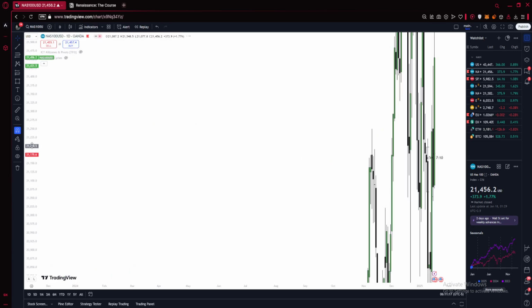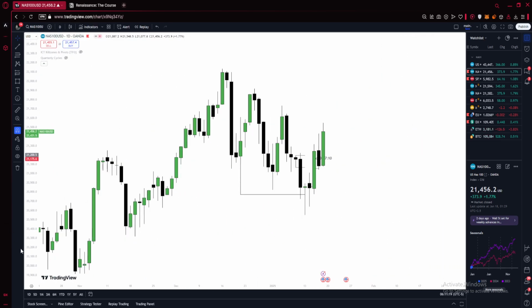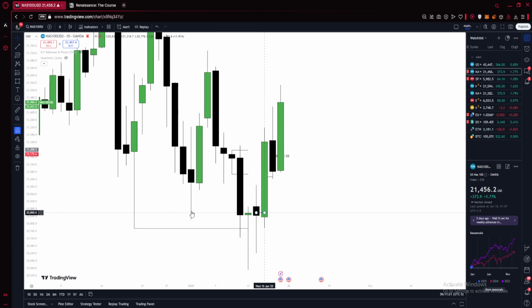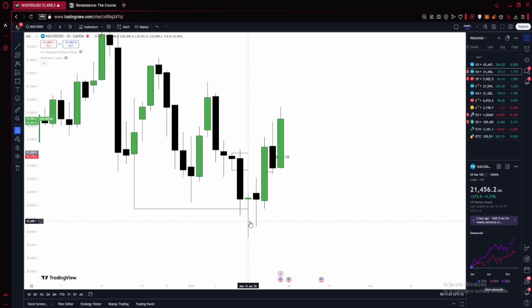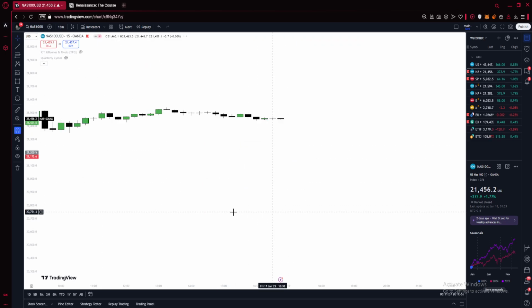What do we see on the daily? We don't see much, but look at Monday. And then look at Wednesday. How we closed above here. So our target would be here, wouldn't it? Would it not be?